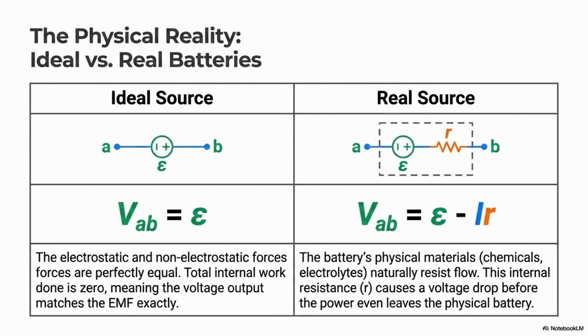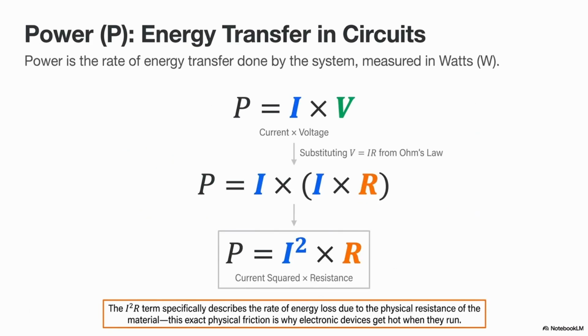Which perfectly sets up slide 11. Calculating power, measured in watts. Power is the rate of energy transfer. The source gives us a specific variation of the formula here. Power equals current squared multiplied by resistance. P equals I squared R.